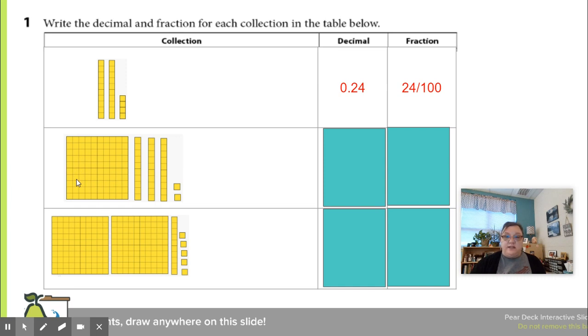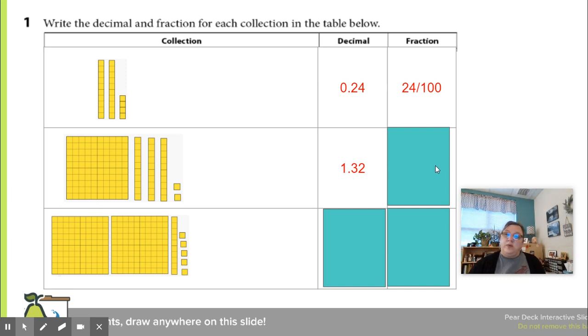First of all, do we have any ones? Yes, we've got 1 mat, so that means that we have 1 in the ones place. Okay, so we know it's going to be 1, then a decimal point. Look here, we've got 1, 2, 3 tenths. So there's going to be a 3 in the tenths place. And we have 1, 2 in the hundredths place. So we have 1 and 32 hundredths. Remember, hundredths is the place of the 2, so that's the last name of our number.